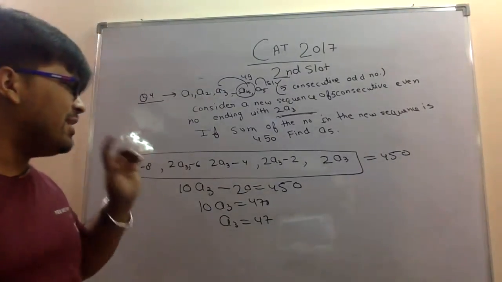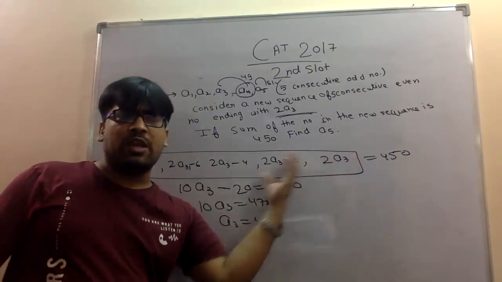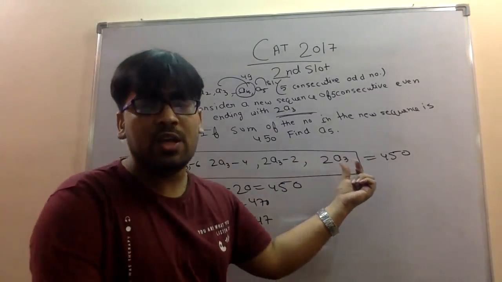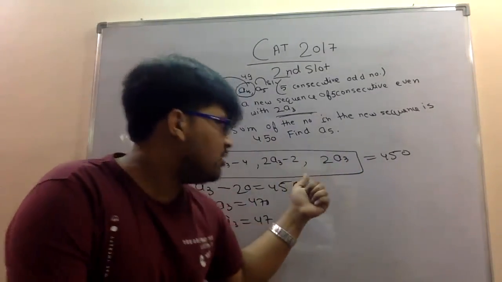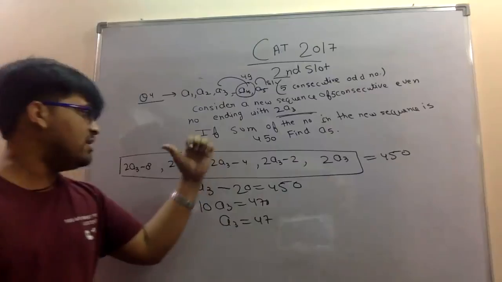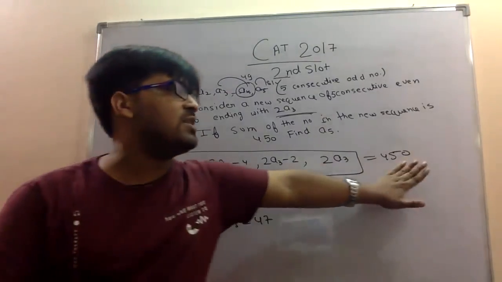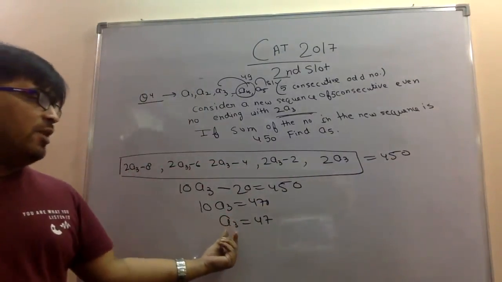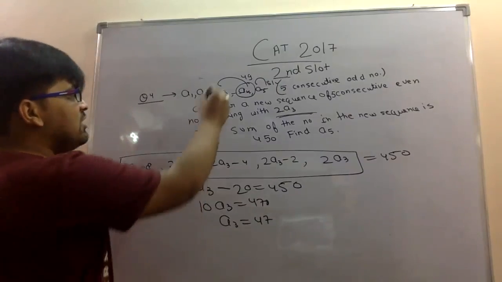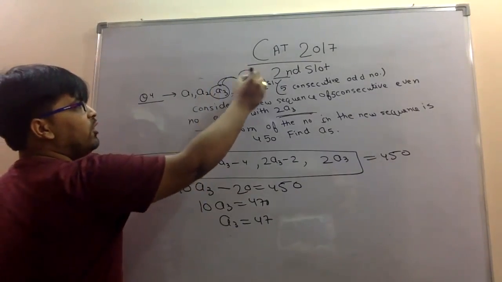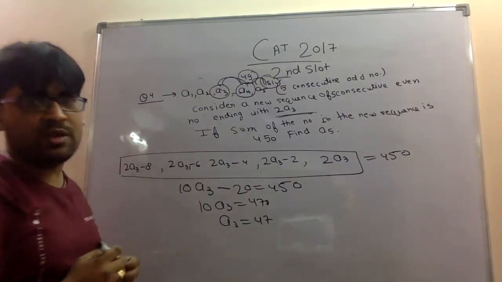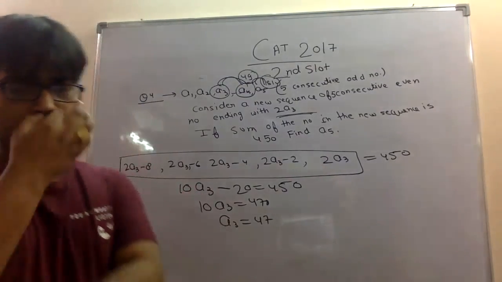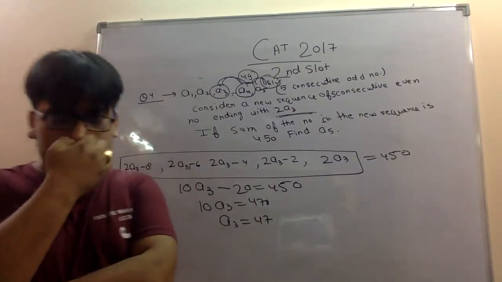So there are many methods to tackle this question. You can also take help from the fact that the last number is 2a3. So before that there would be 2a3 minus 2, 2a3 minus 4, 2a3 minus 6, minus 8. The sum of this is given as 450. So you can find the value of a3, which is 47, an odd number. So the next odd number is 49, and the next odd number is 51. Clear, beta? Clear to everyone?